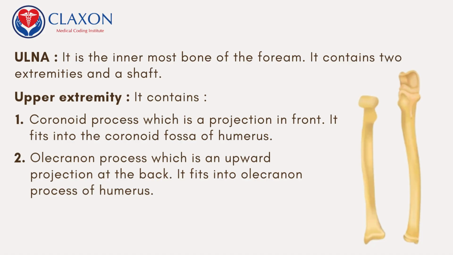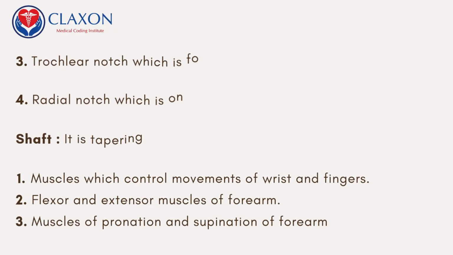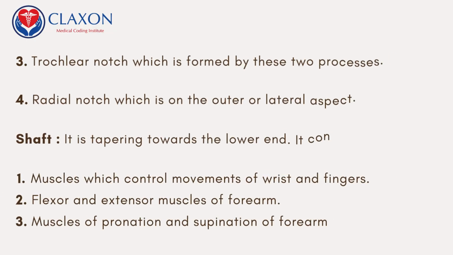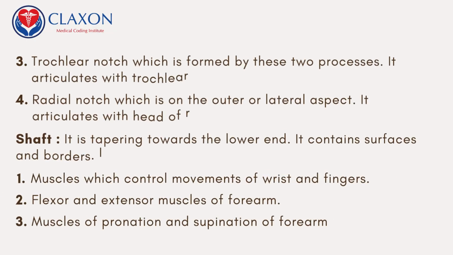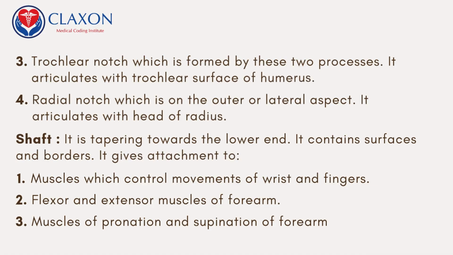2. Olecranon process which is an upward projection at the back. It fits into the olecranon fossa of humerus. 3. Trochlear notch which is formed by these two processes. It articulates with trochlear surface of humerus. 4. Radial notch which is on the outer or lateral aspect. It articulates with head of radius.